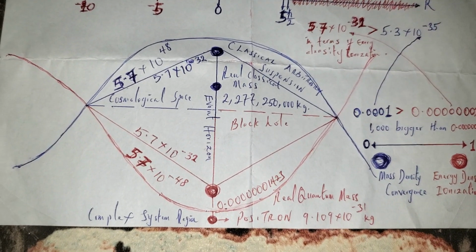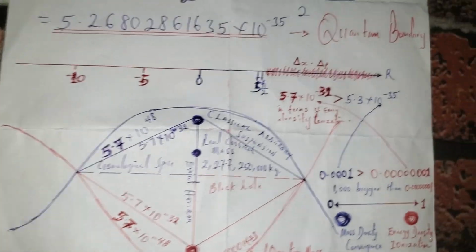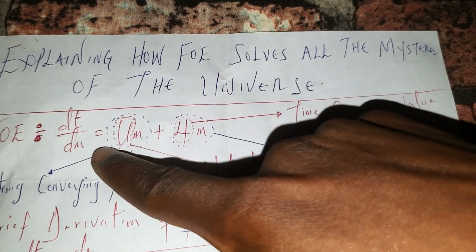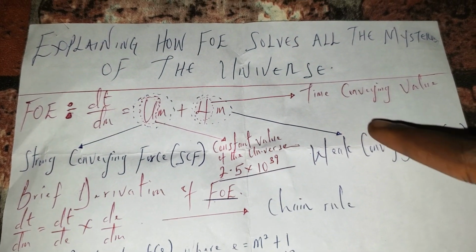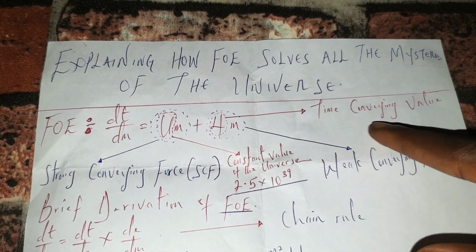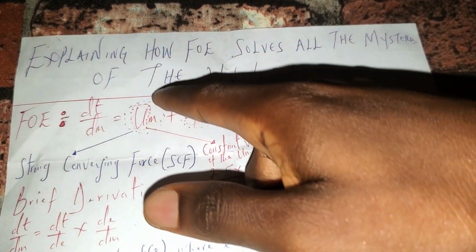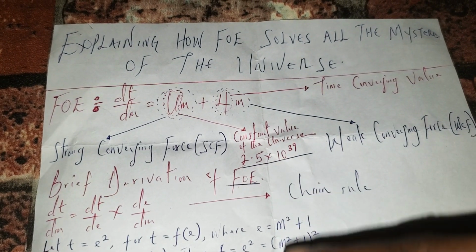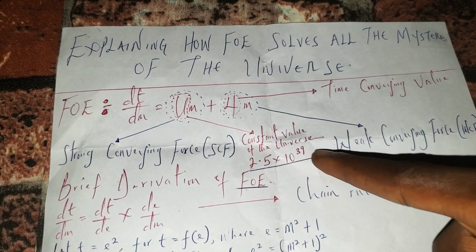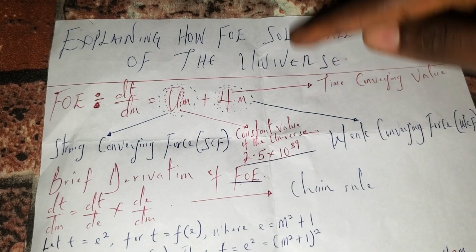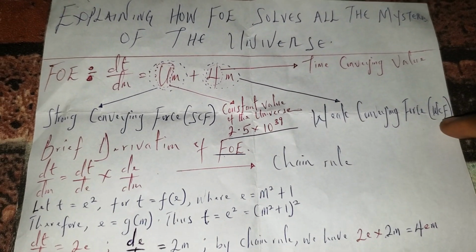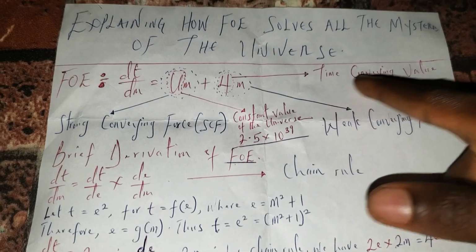So that is that. So now let's look at how formula of everything is being derived, such that we now have all the four forces of the universe right inside of it. Now this is the formula of everything. So this particular term 4m is time conveying value. This term is known as strong conveying force. So we have the capital U to be constant value of the universe, which is this particular value. And then we have 4m to be weak conveying force, while we now have this 4 to be time conveying value.